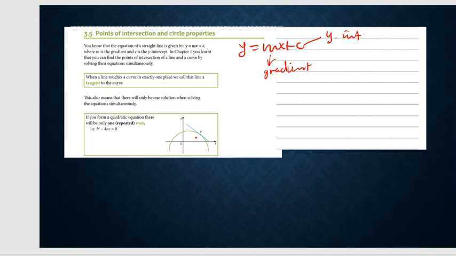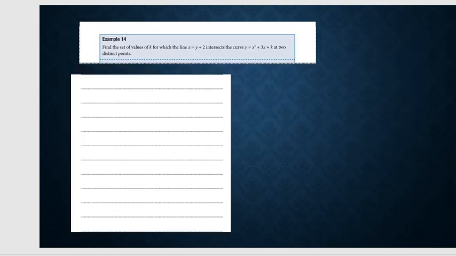If you form a quadratic equation, there will be one repeated root, and we talked about the discriminant. So b squared minus 4ac must be equal to 0 because you are going to get only one repeated root. And we are going to see this now in the exercises below.